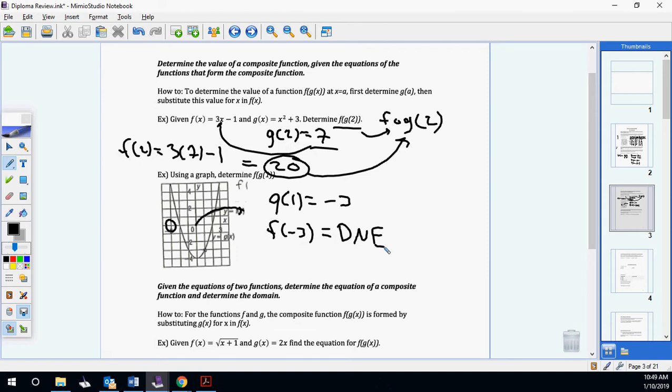So when we tried 1, it didn't exist. That means that f of g of 1 does not exist. Now, if we take the 2 that we just did, let's do it with the graphs for practice. If I do 2, then g of 2 is 0, right? So what's f of 0? 0. So if I did the f of g of 2 with the graph, you would get 0.